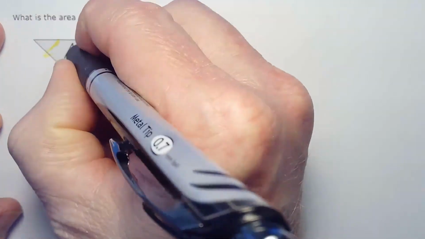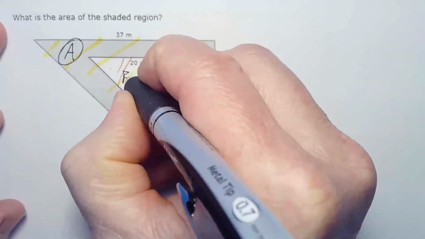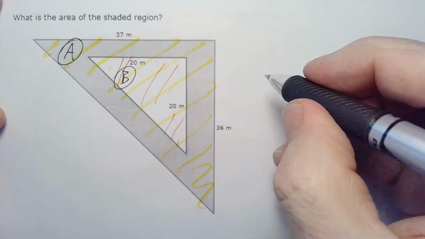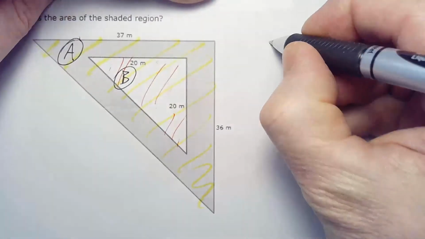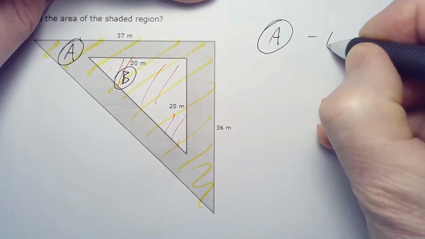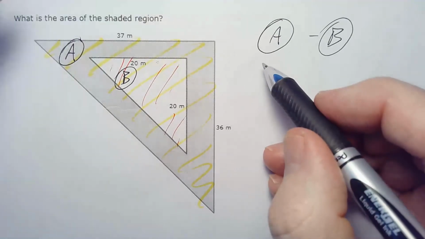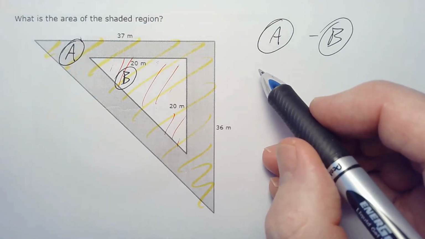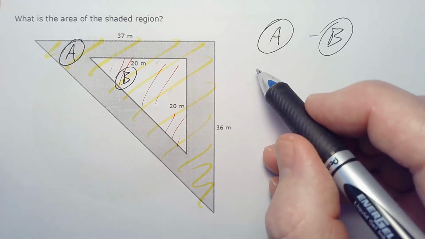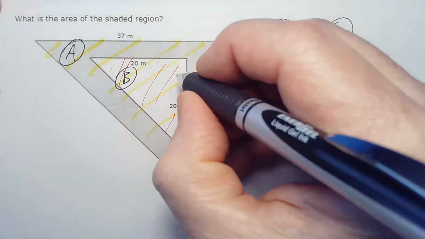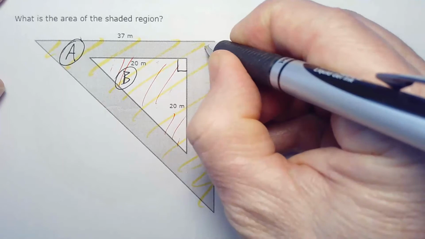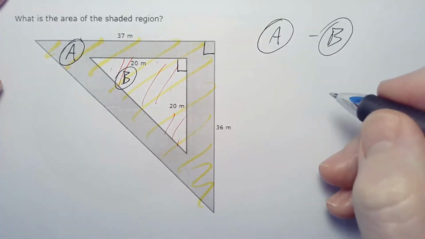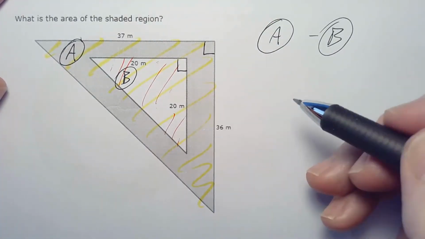And again, just keep track. I'm going to call this outer one A, this inner one B, okay? So I've got region A minus region B. Well, if you remember, the area of a triangle is 1/2 base times height. Now, they didn't say it, but I think it's a pretty safe assumption that these are right triangles. I'm just going to base it on the fact that these were right triangles.